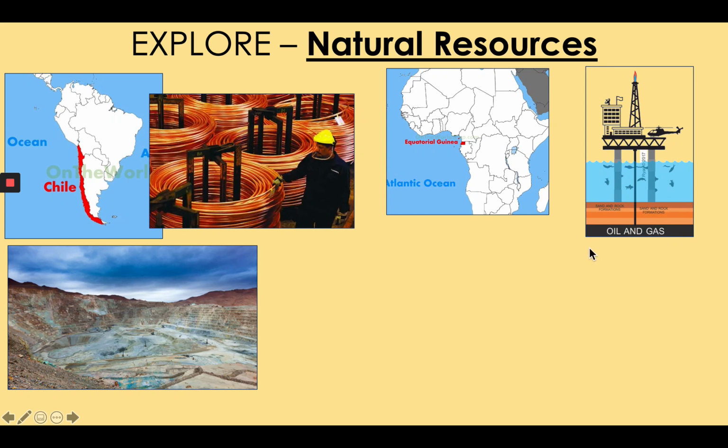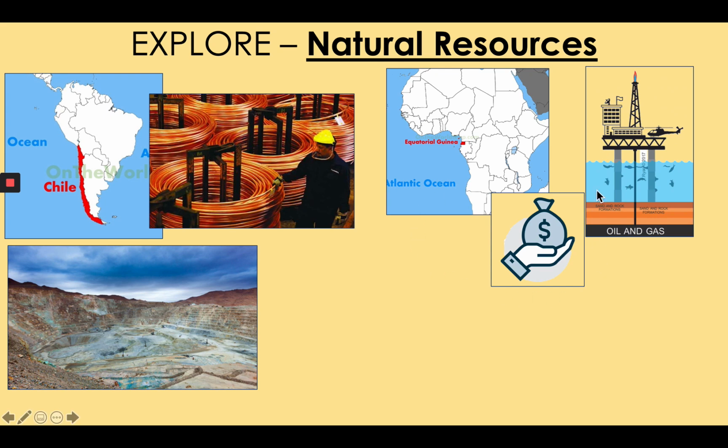The oil is then extracted and transported to a refinery where it is turned into things like petrol, which is used in cars, or jet fuel, which is used in planes. Oil makes an enormous amount of money for Equatorial Guinea. However, Equatorial Guinea is overall an incredibly poor country, and here's why.